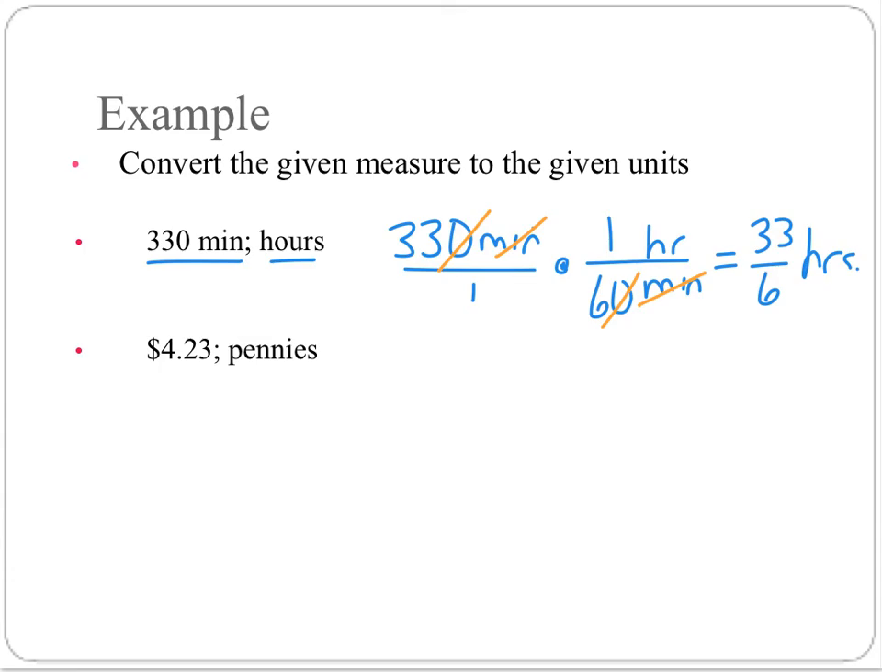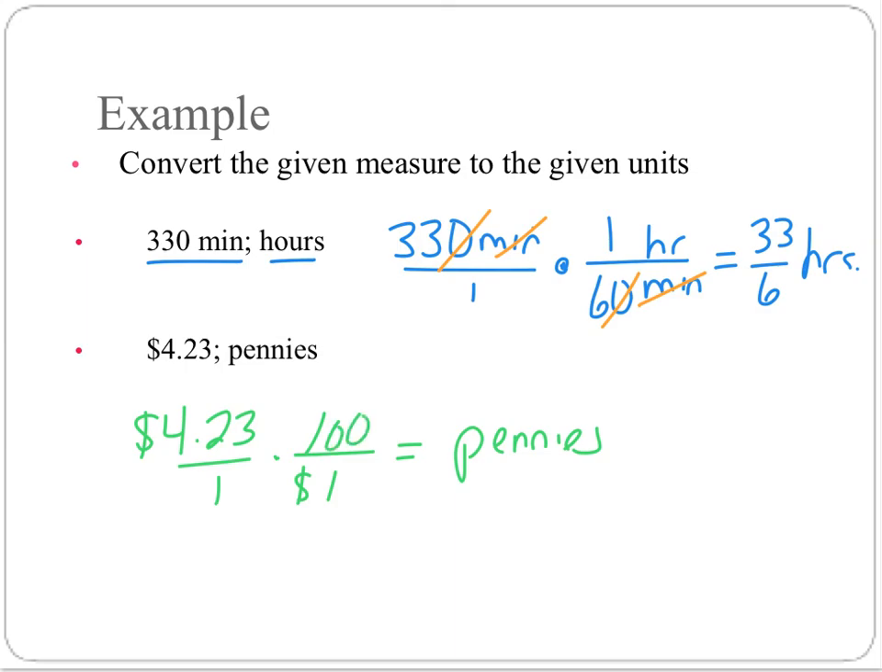And we will do the same thing going from $4.23 to pennies. So I want to get a pennies answer over here. So you need to multiply by something that's going to take away the dollars and give me pennies. Well, I know that $1 is 100 pennies. So what I can do is I can multiply those across. So 4.23 times 100 is 423. So I earned 423 pennies in this problem.